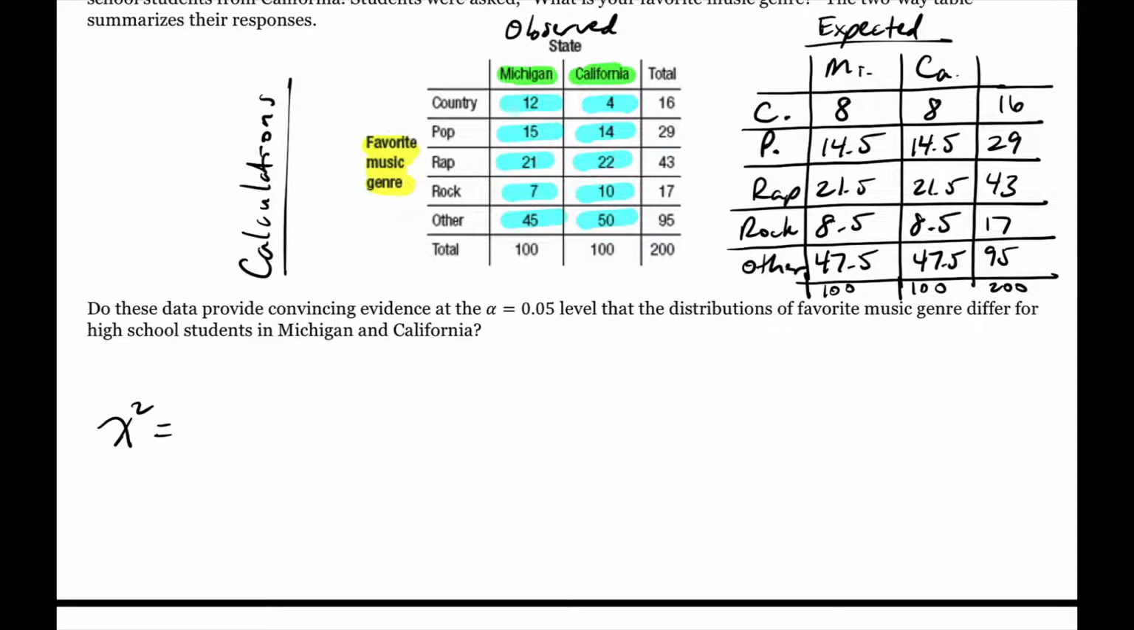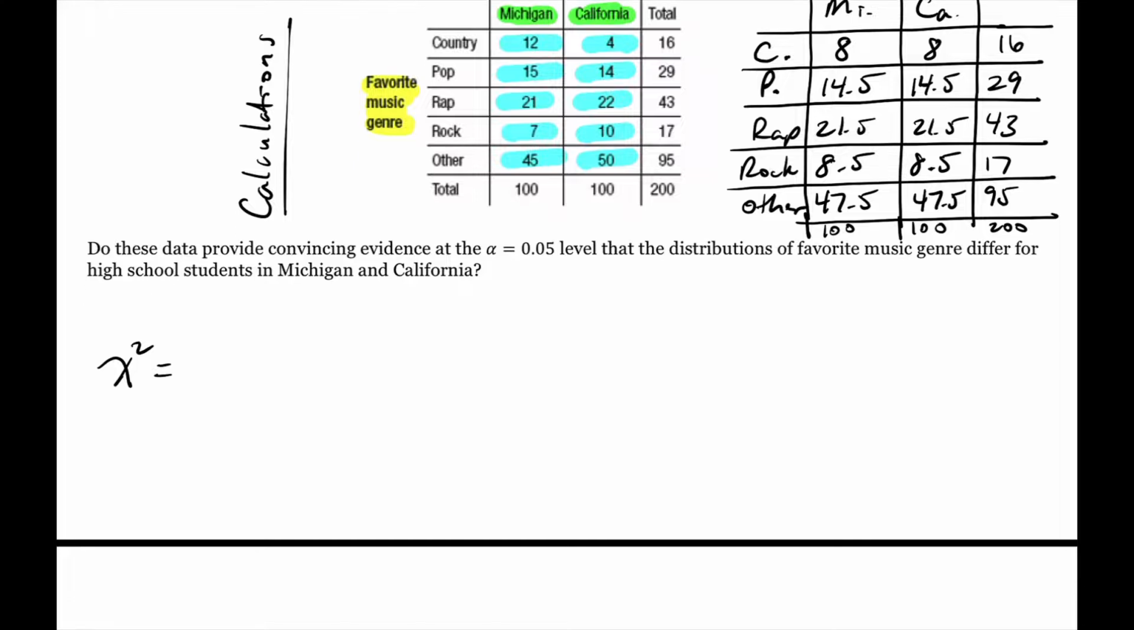Okay, so now we have our 10 cells. Chi-square says take the observed. So I'm going to do Michigan country first. Michigan country. So we got 12 minus 8 squared divided by 8.